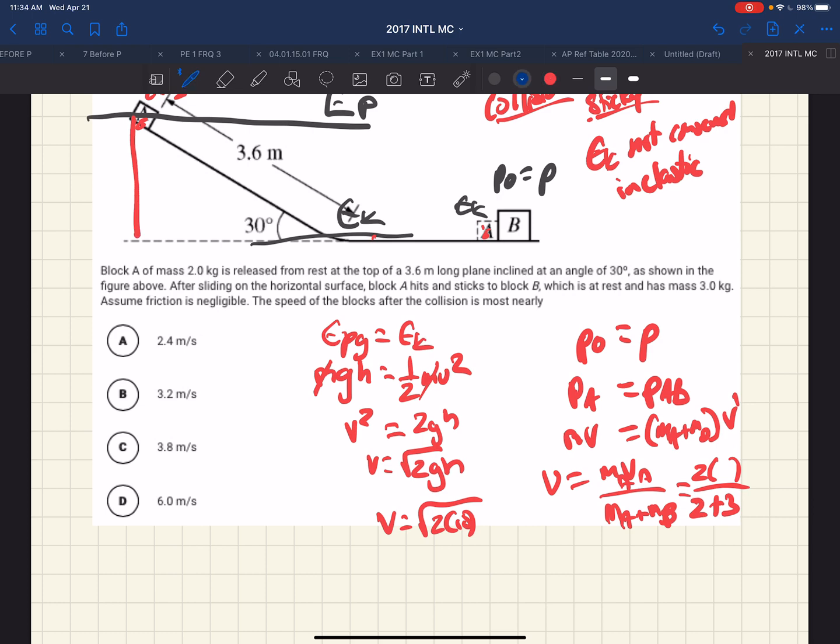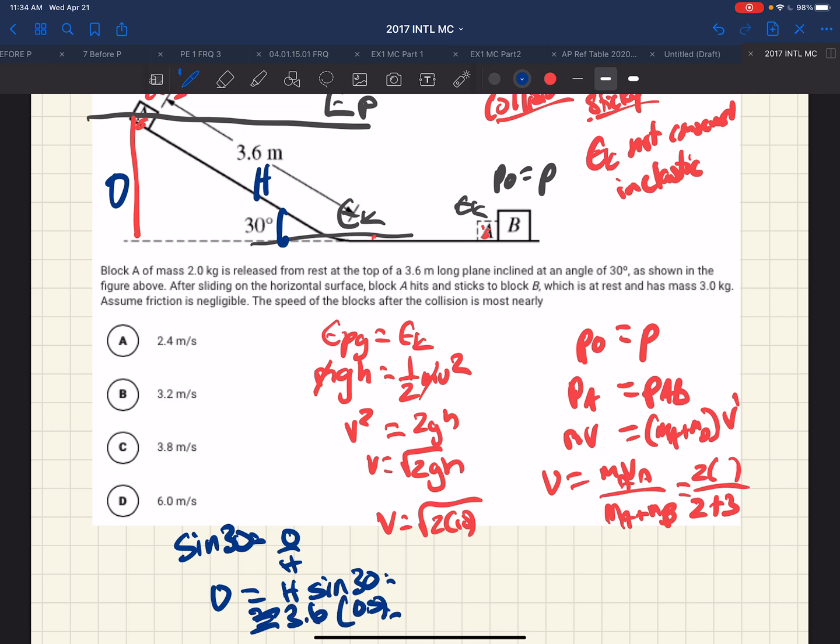That height. We know this angle, theta. This is the opposite side, and this is the hypotenuse, so we would use sine. Sine of 30 is opposite over the hypotenuse, and the opposite equals h sine 30, which is 3.6 times the sine of 30, which is 1/2, or 0.5, so that gives us 1.8. So our velocity is the square root of 2 times 10 times 1.8.